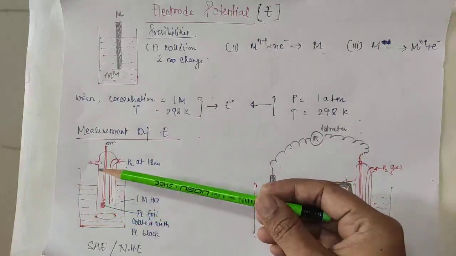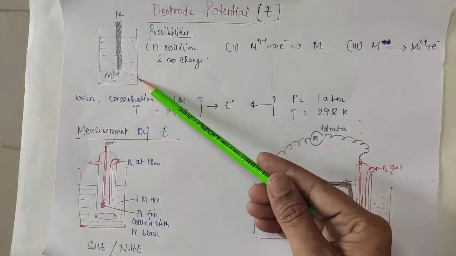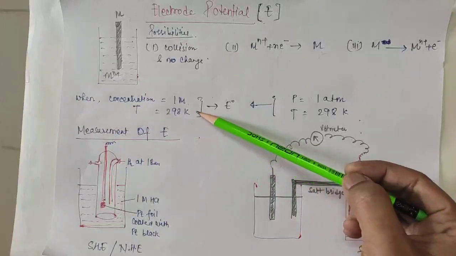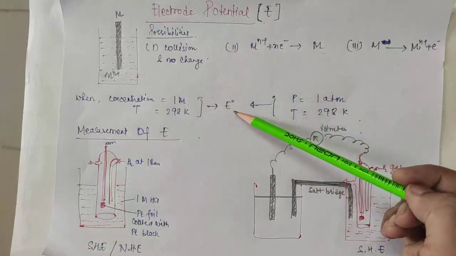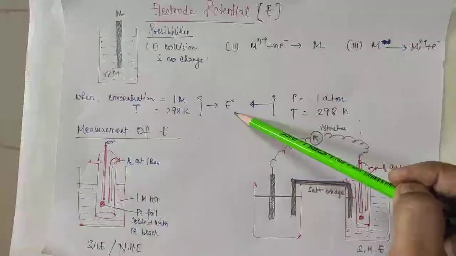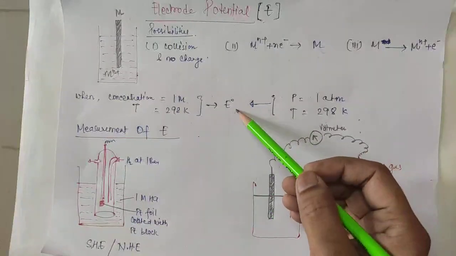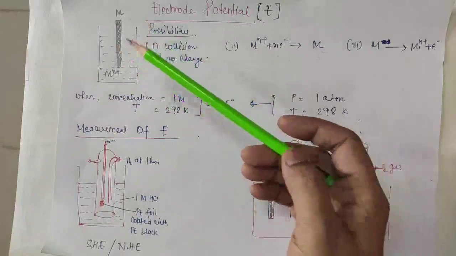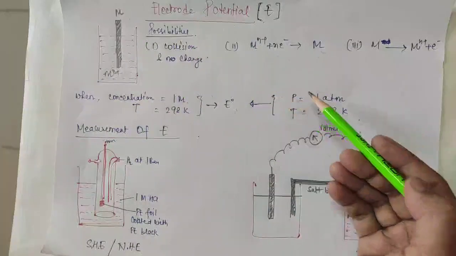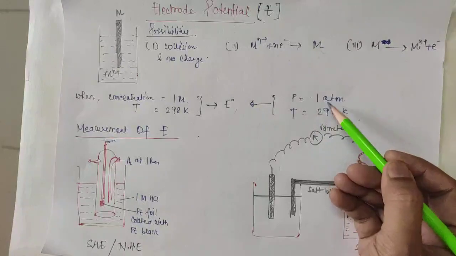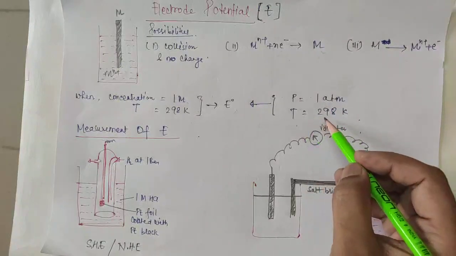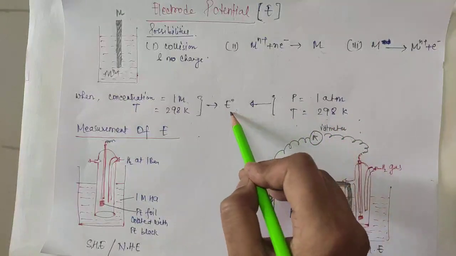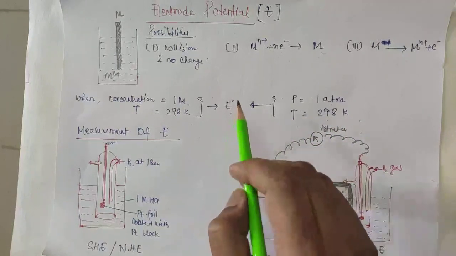Now, if we take the concentration of solution as 1 molar and temperature is set at 298 Kelvin, the electrode potential is known as standard electrode potential and written as E0. If we are using a gas electrode like hydrogen gas, then pressure is taken at 1 atmosphere and temperature equal to 298 Kelvin, and this will give our standard electrode potential.